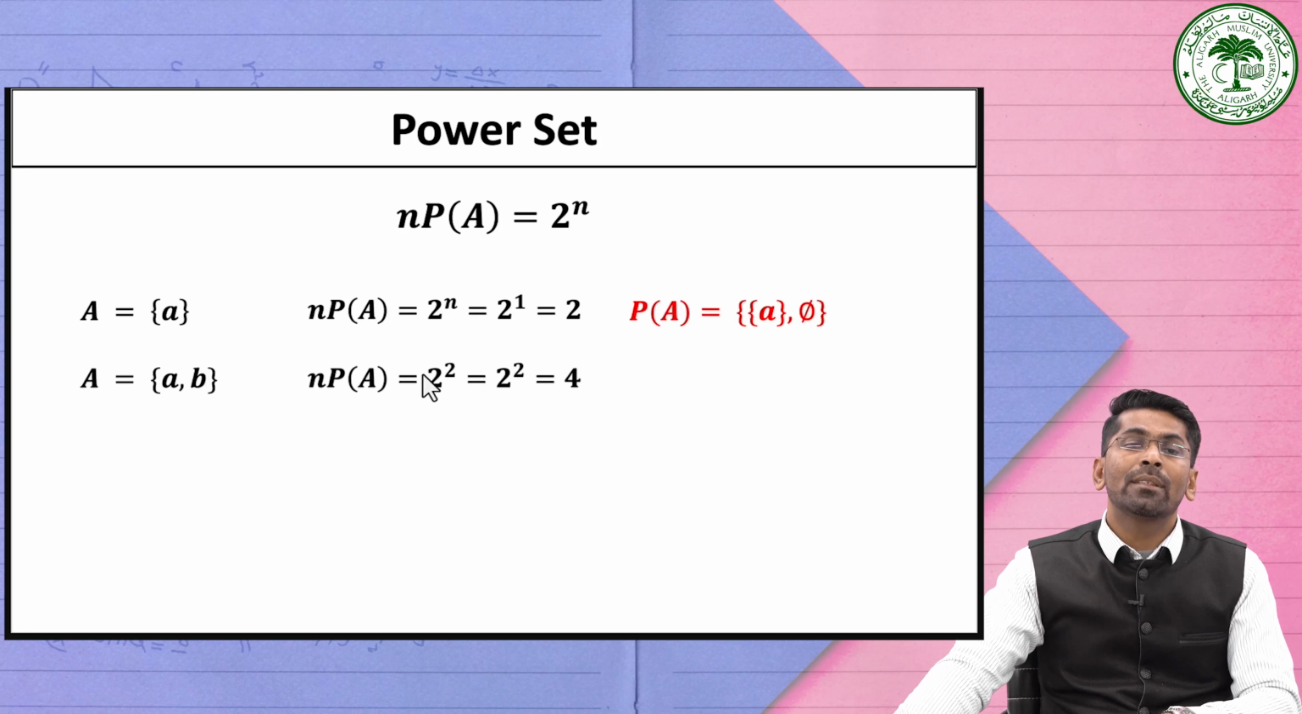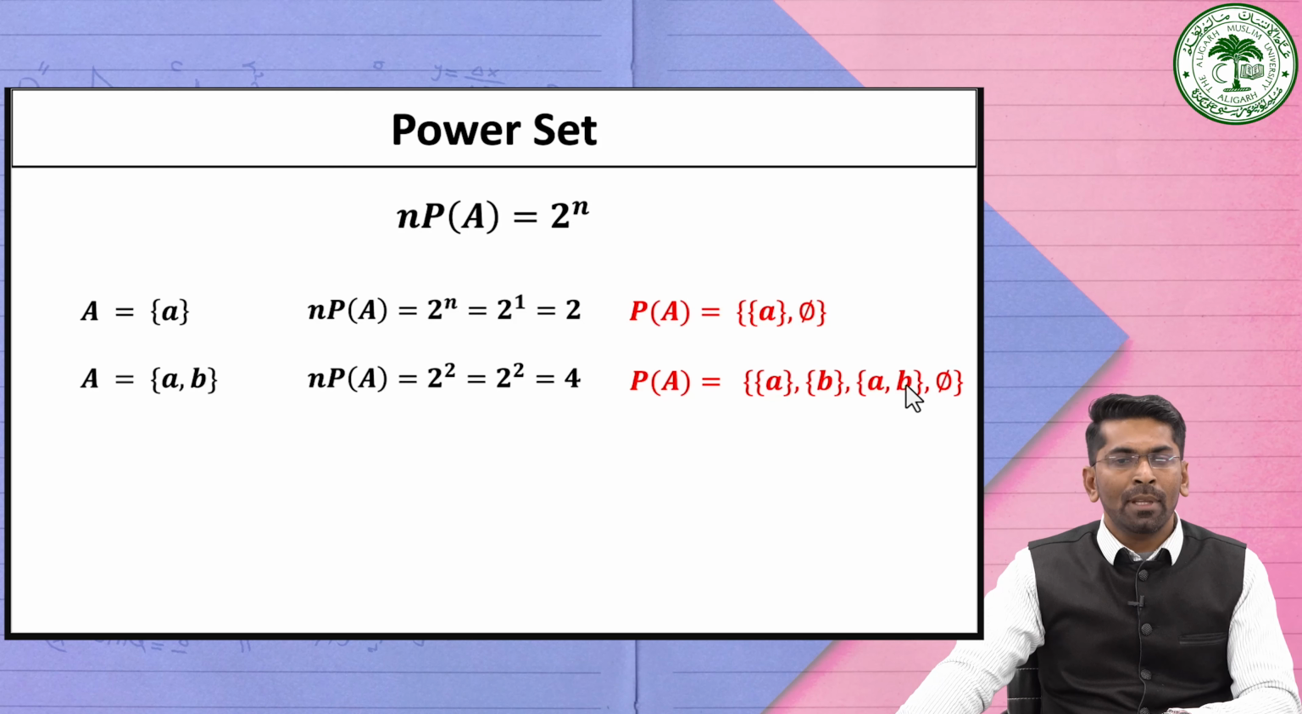See, the number of subsets is 2 raised to the power n, which is equal to 2 raised to the power 2, that means 2 square, which is equal to 4. What are the 4 possible subsets? Here it is A, B, AB and also phi.